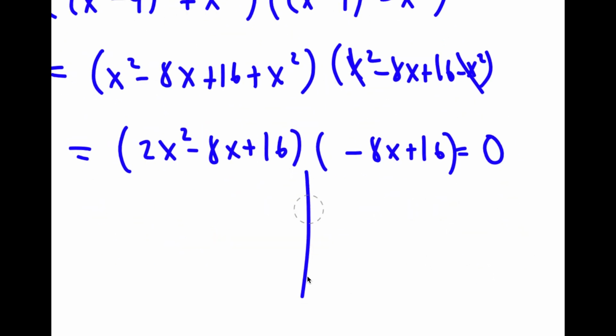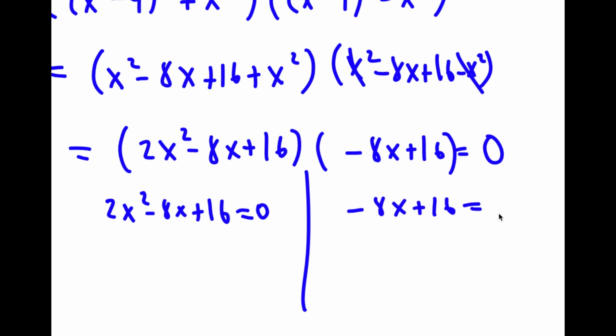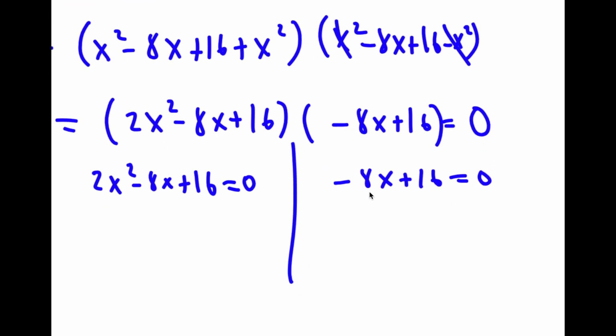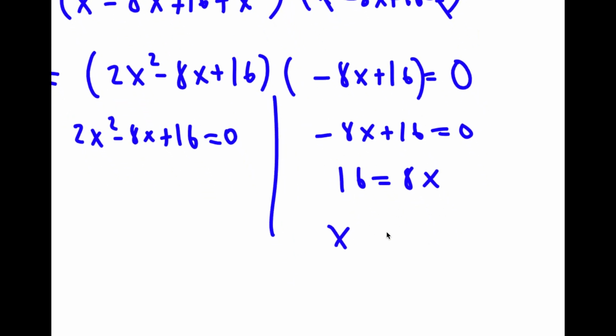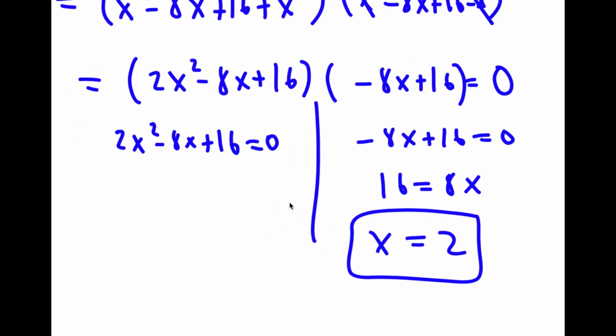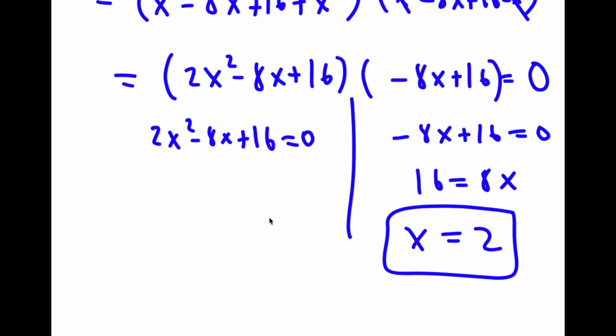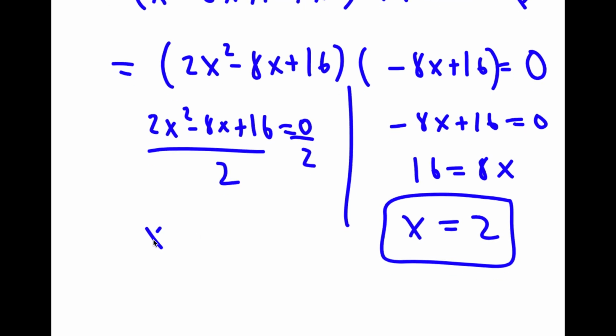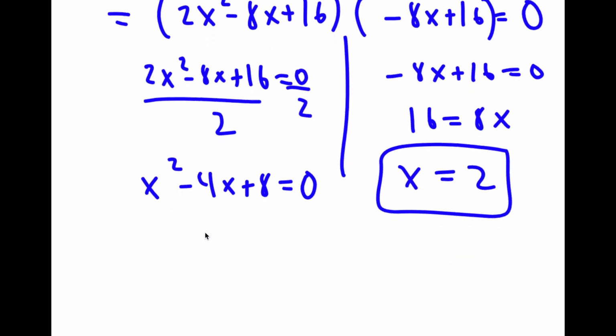So this gives me two equations. I have 2x squared minus 8x plus 16 is equal to 0, and I have negative 8x plus 16 is equal to 0. So for negative 8x plus 16 equals 0, I add 8x on both sides, so I get 16 is equal to 8x, meaning x is equal to 2. Now for 2x squared minus 8x plus 16 is equal to 0, I'm going to divide both sides by 2. So I get x squared minus 4x plus 8 is equal to 0.